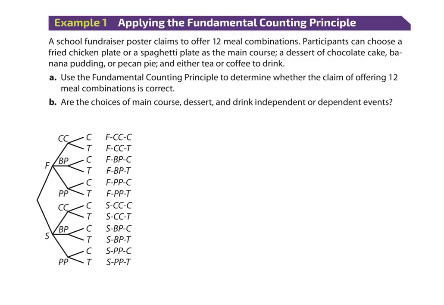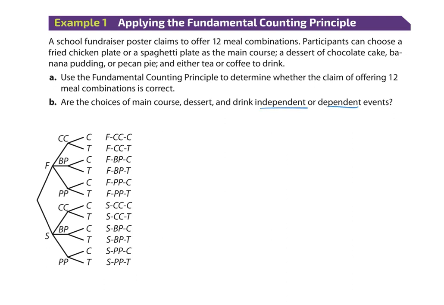And so if you look at this one here, they drew this nice little tree for us. A school fundraiser poster claims to offer 12 meal combinations. Participants can choose a fried chicken plate or a spaghetti plate as the main course, a dessert of chocolate cake, banana pudding, or pecan pie, and either tea or coffee to drink. All right, so they've given us the little tree here. And they're saying, hey, what happens here when we do this? Really, the easiest thing to do is just to multiply. So we actually have 3 choices. And so we're going to look at those 3 choices.